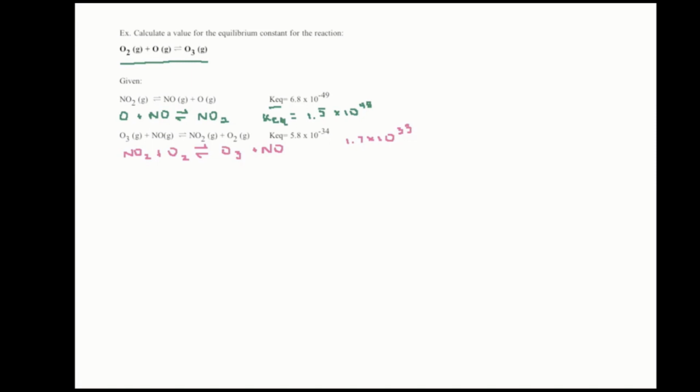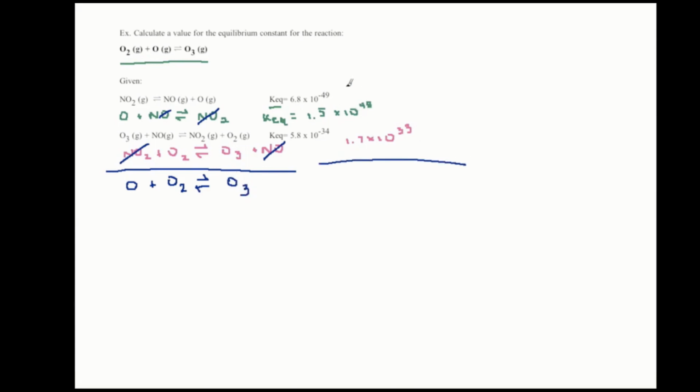Okay. Now I'm going to sum these reactions together to make sure that I don't actually need to do anything else to my equilibrium constants. My nitrogen monoxides cancel out because they're on opposite sides. My nitrogen dioxides cancel out, and what I'm left with is simply oxygen reacting with O2 to make O3. So that's the reaction that I was interested in.